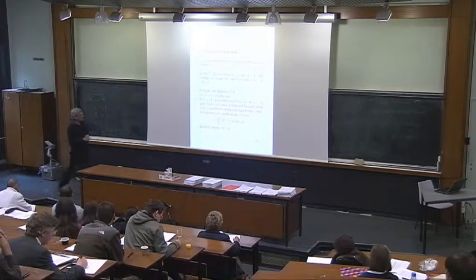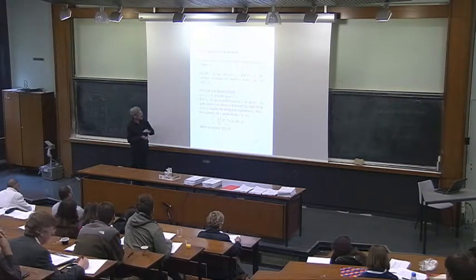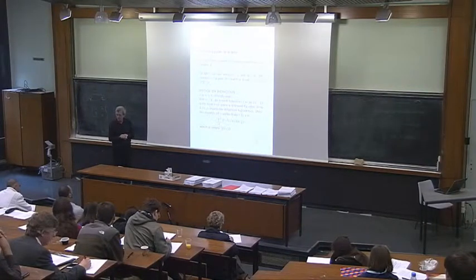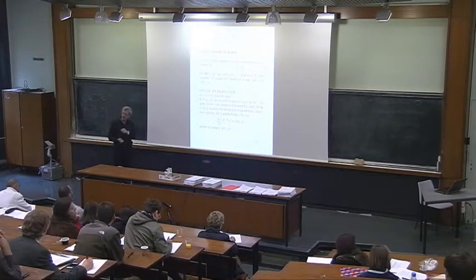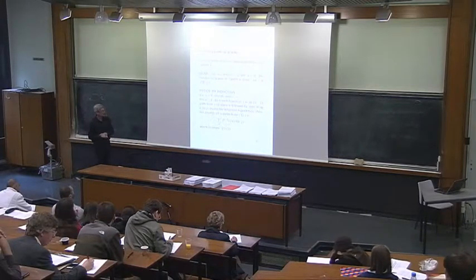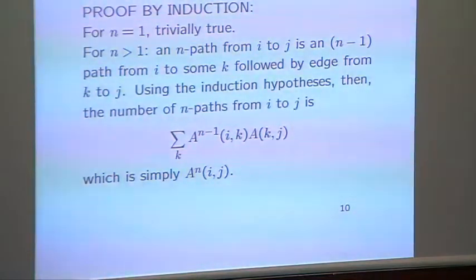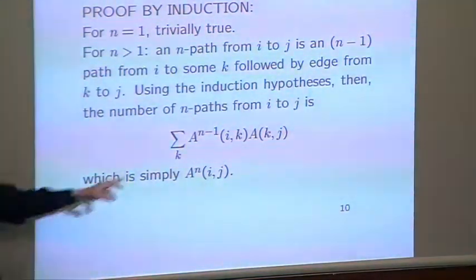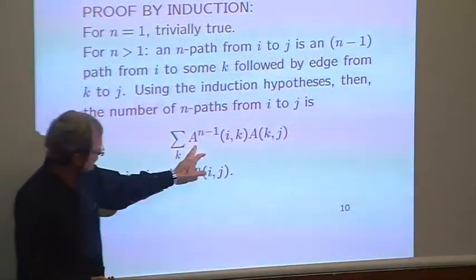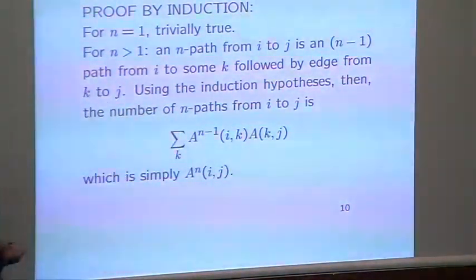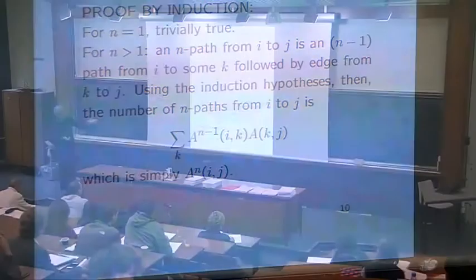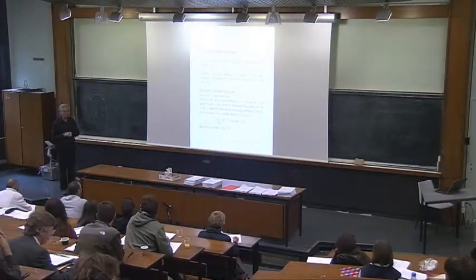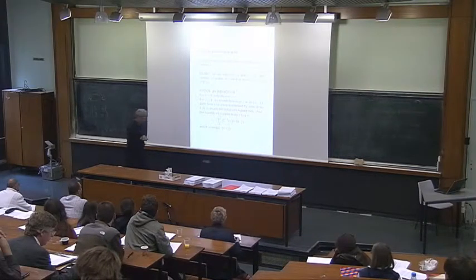Okay, so if n is greater than 1, we prove it by induction. If n is greater than 1, what is a path of length n from i to j? It's a path of length n minus 1 to some k, followed by an edge from k to j. So we can count these paths by adding up over k the number of possibilities: the number of paths from i to k times the number of edges from k to j. And by the induction hypothesis, we see from matrix multiplication that this is simply A to the n in entry ij.